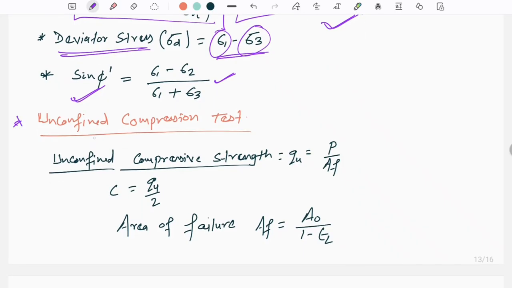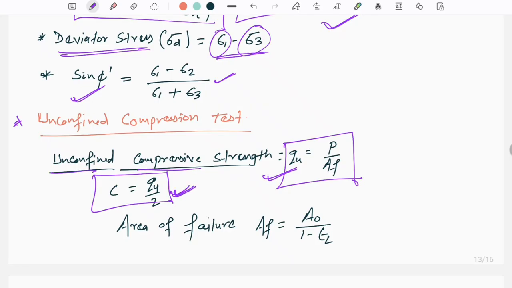Next is the unconfined compression test. Unconfined compressive strength is Qu equal to P upon AF, where AF is the area of the failure surface. Once you know Qu, you can find the cohesion value. Cohesion for unconfined compressive strength is Qu by 2. This is many times asked in the objective exam. In many exams there is one numerical question on this test. So C is equal to Qu by 2. If you know the value of Qu, you can directly find C.